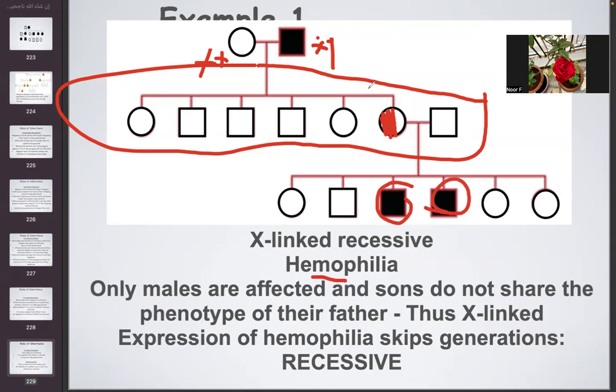What is the clue here? There is skipping of generation. Only males are affected. Sons do not share the phenotype of their father. Here the sons don't have the phenotype of their father. Thus, X-linked expression of hemophilia, skip generations, recessive.